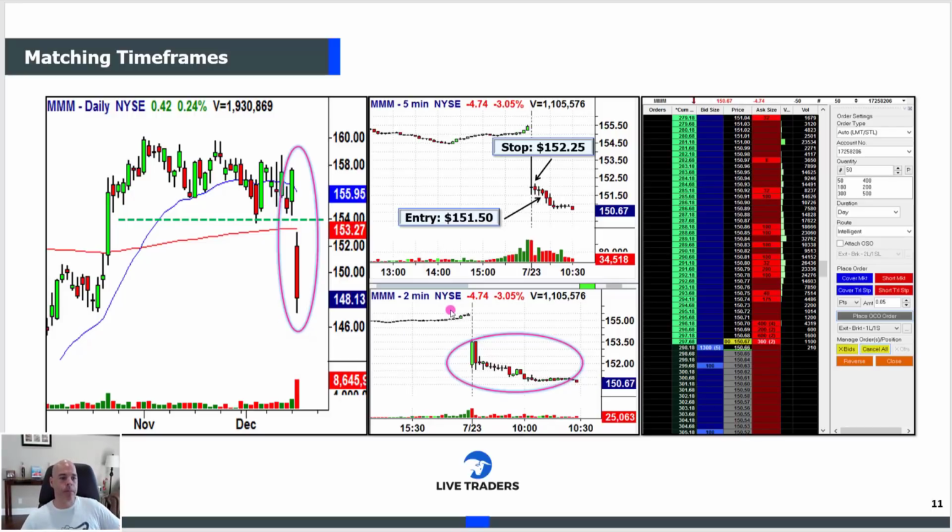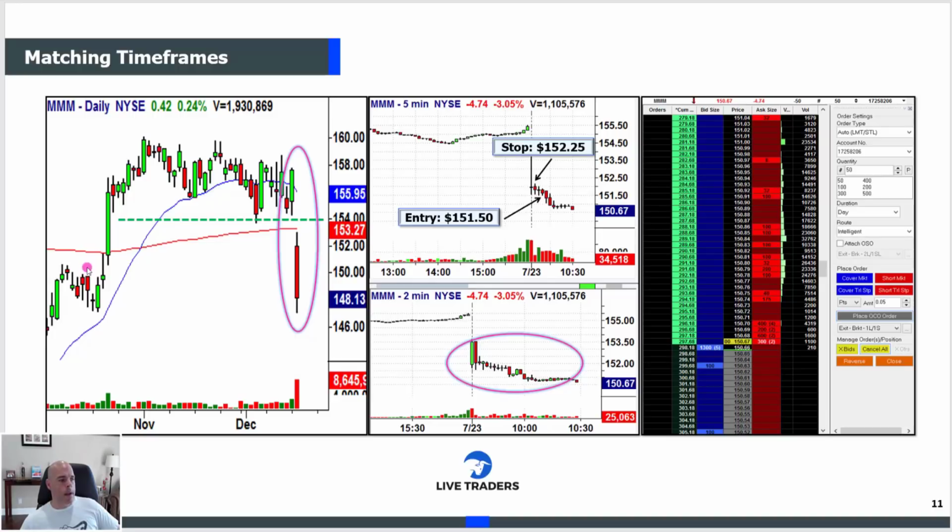Matching time frames, guys. So what do we have here? We have a 2-minute on MMM, a 5-minute on MMM, and a daily on MMM. We always start with the higher time frame, because we call it the top-down approach. Now, you might actually see the pattern first on the 5-minute, but you still have to go up to the daily. In the pre-market, we're always looking at the daily first. Why? Because that's how we find stocks. We're scanning daily charts. So 99% of the time, you'll find the pattern on the daily or the 60 first, and then you'll drill down later, which is preferable.